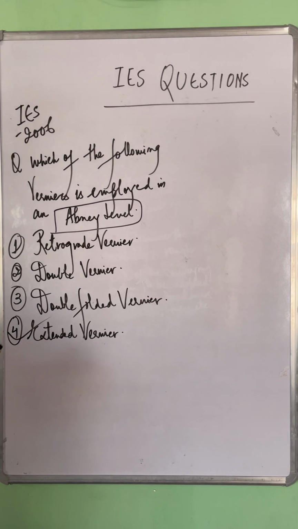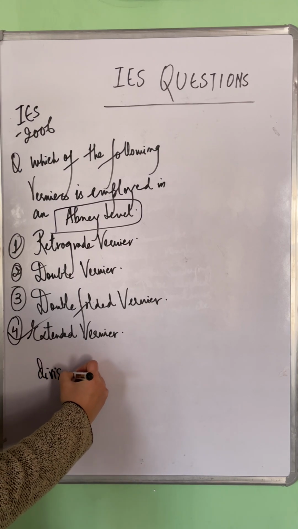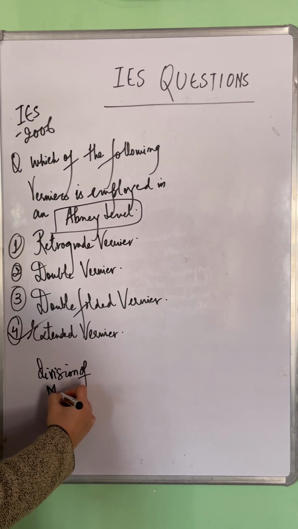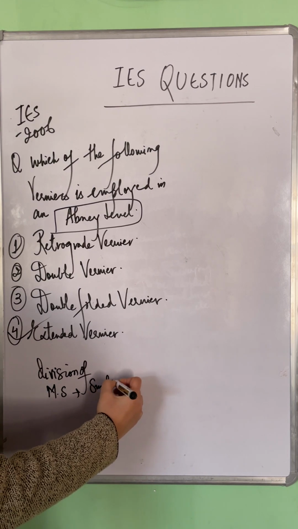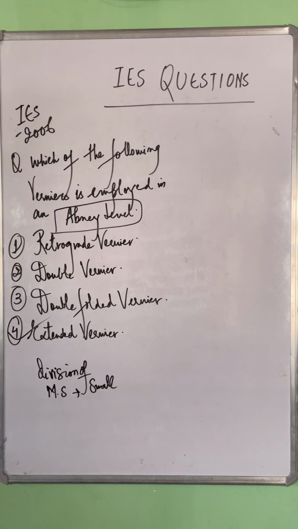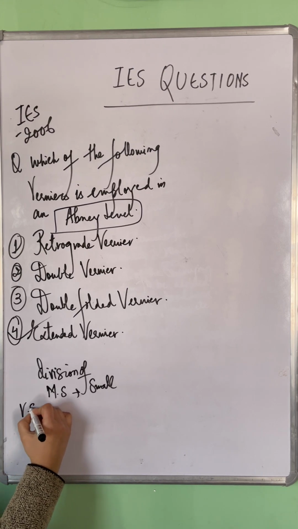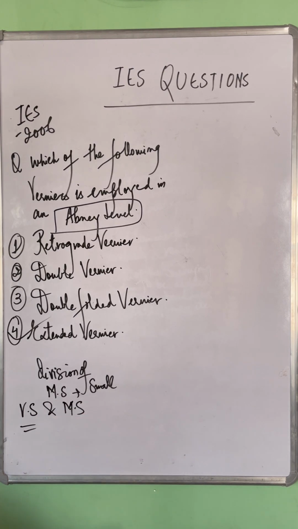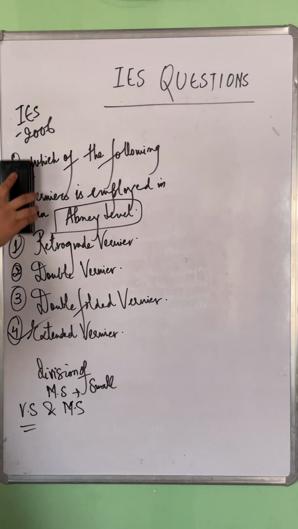So, we use extended verniers in an Abney level and as already told, extended vernier is used when the division of main scale is small and it becomes difficult to judge the exact graduation where the coincidence occurs between the graduations of the vernier scale and the main scale. So we use extended vernier in an Abney level. This was the question as asked in IES 2006. Moving on to the next question.